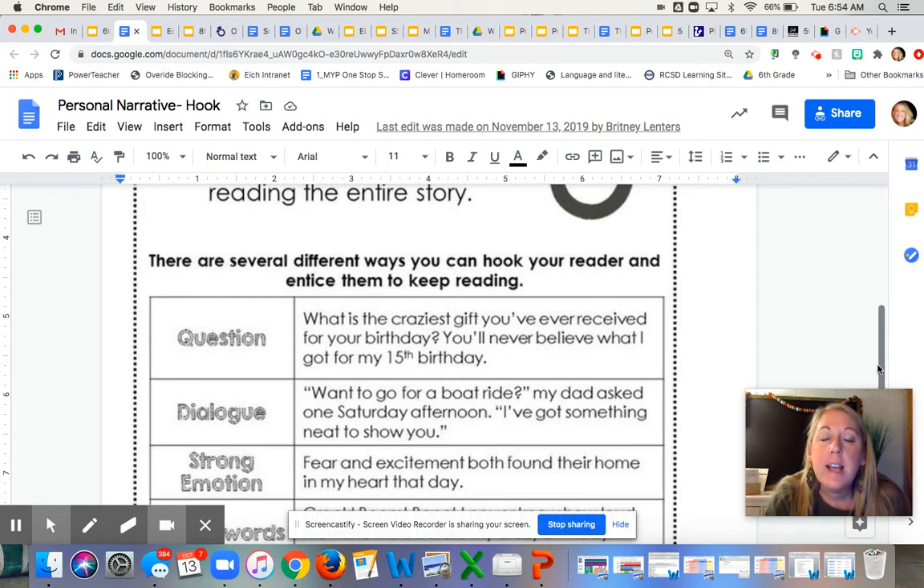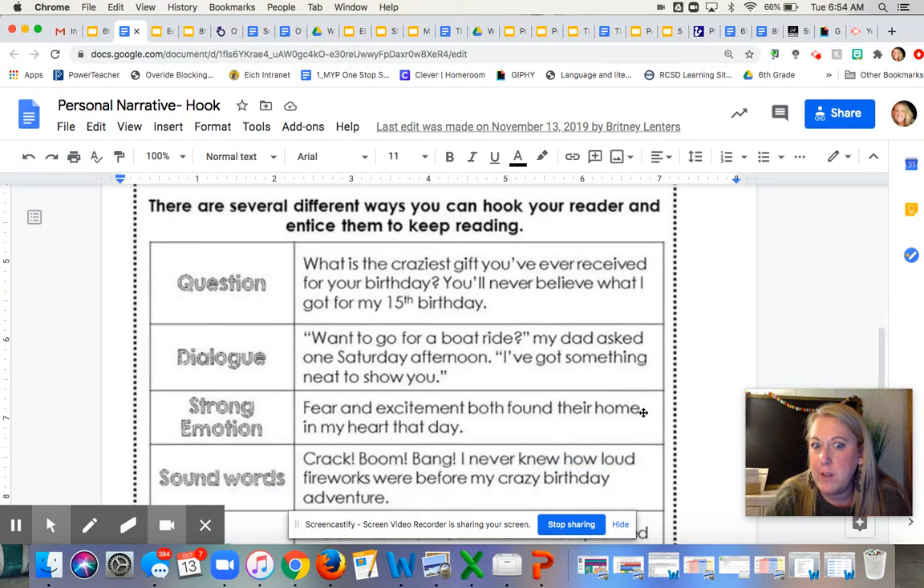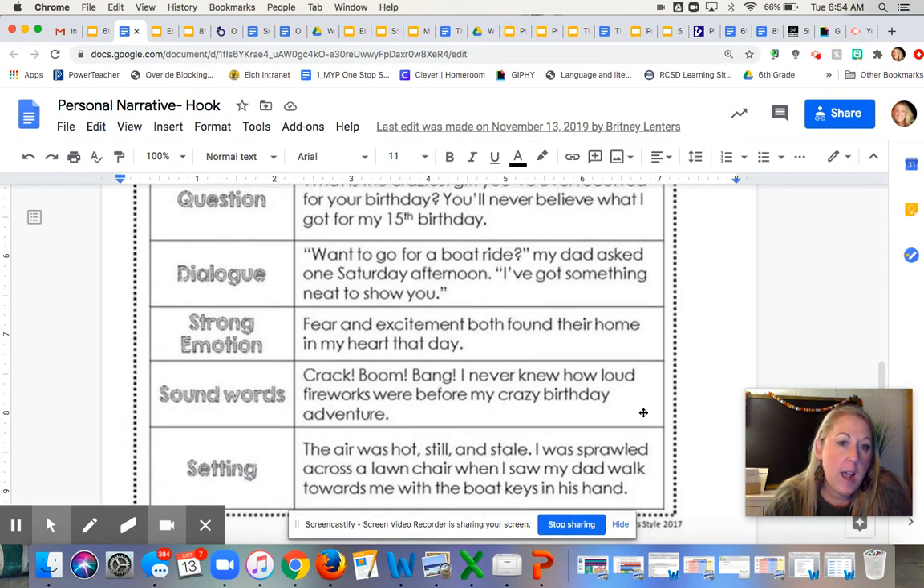The next one is dialogue. You can start with some people talking. "Want to go on a boat ride?" my dad asked one Saturday afternoon. "I've got something neat to show you." So that's kind of interesting too. What would you want to show them on a boat ride?